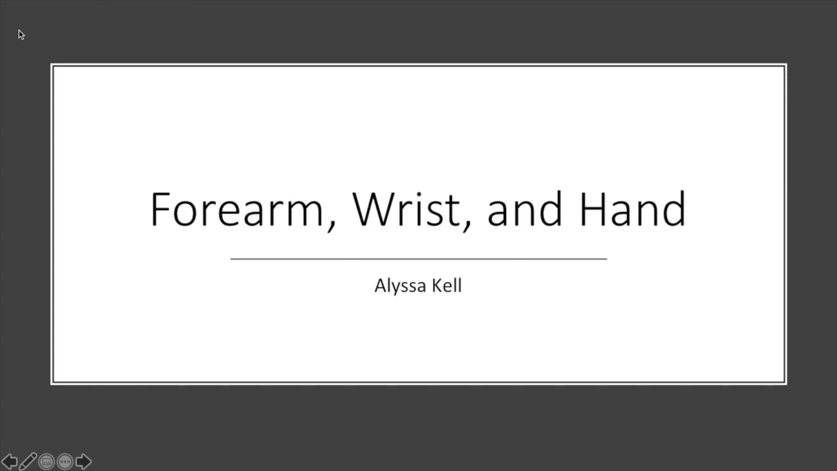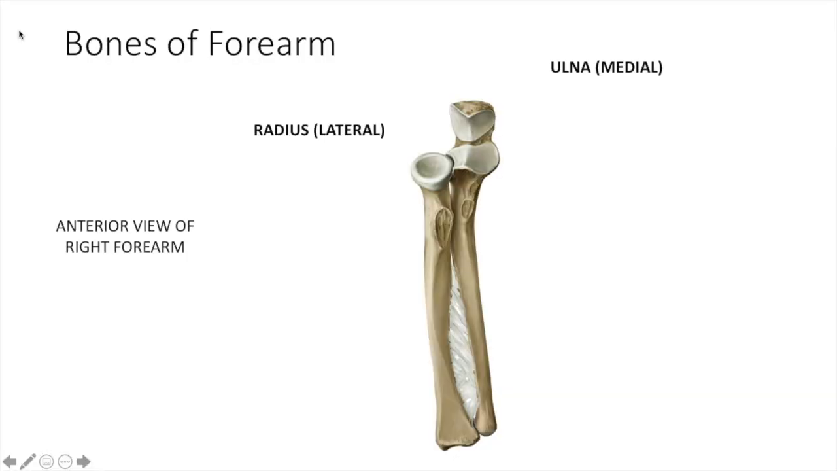Hi, my name is Alyssa Kell, and today I'll be teaching you about the forearm, wrist, and hand. So first we have a picture of an anterior view of the right forearm bones. So you can see the radius and the ulna.